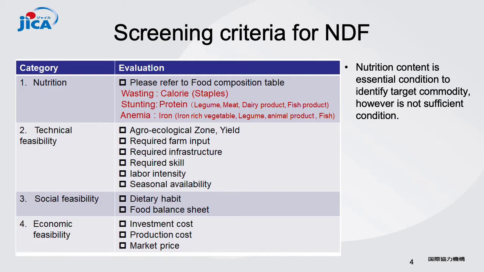So social acceptance is also important. And lastly, of course, economic feasibility is important. We cannot get nutritious food if it's too expensive. So those 4 groups are key categories. And later on, I will explain how we introduce this screening criteria into a smartphone-based application.